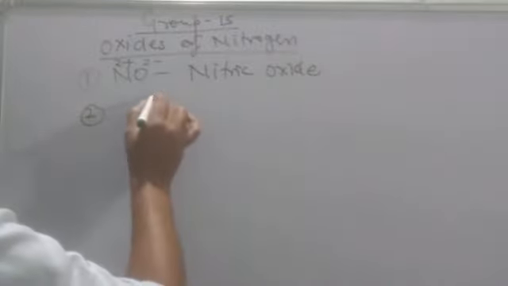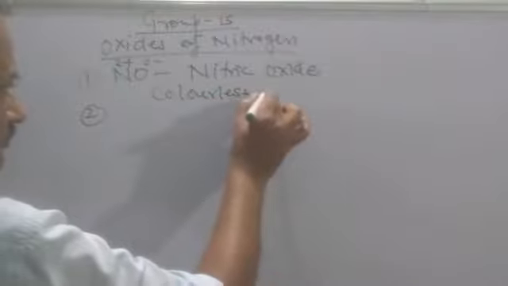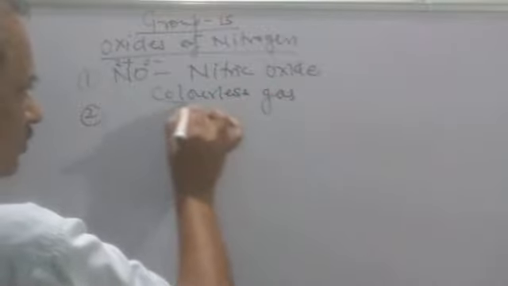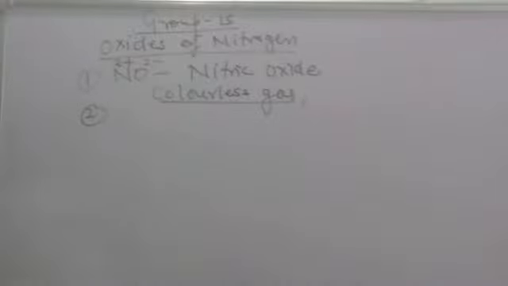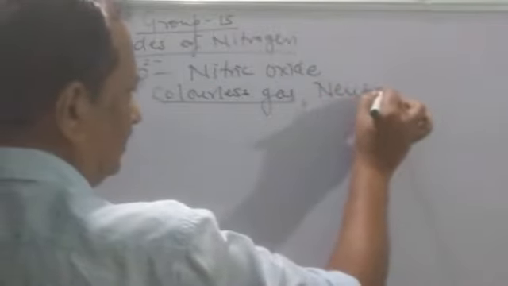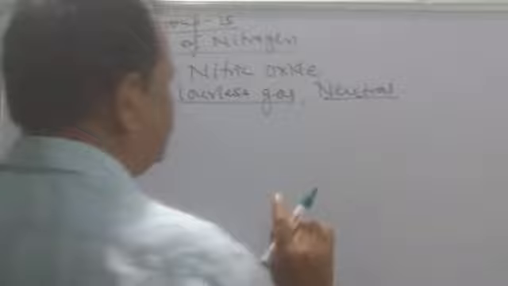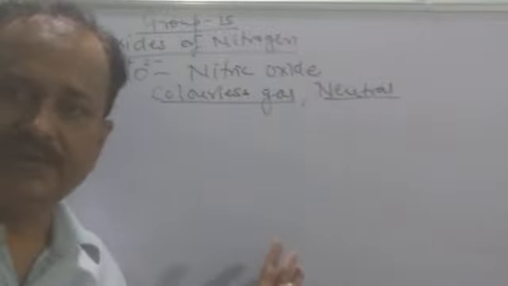Now this is colorless. The point is, it is colorless. This is an important point to note, that nitric oxide is a colorless gas, and it has a neutral character. Colorless and neutral in nature. So this is about nitric oxide.